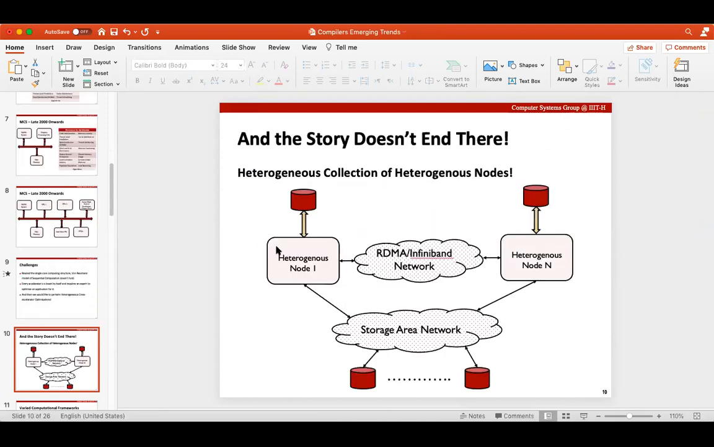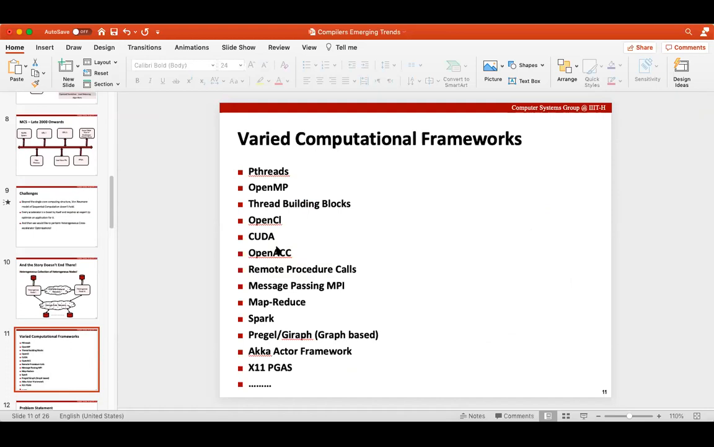And then we expand. We just don't have one such machine. We have a huge collection of such machines which are connected by an RDMA or InfiniBand network and a storage area network. So given such a cluster, how do we go about optimizing our program for such an underlying architecture? And there are varied computational frameworks for all these things.